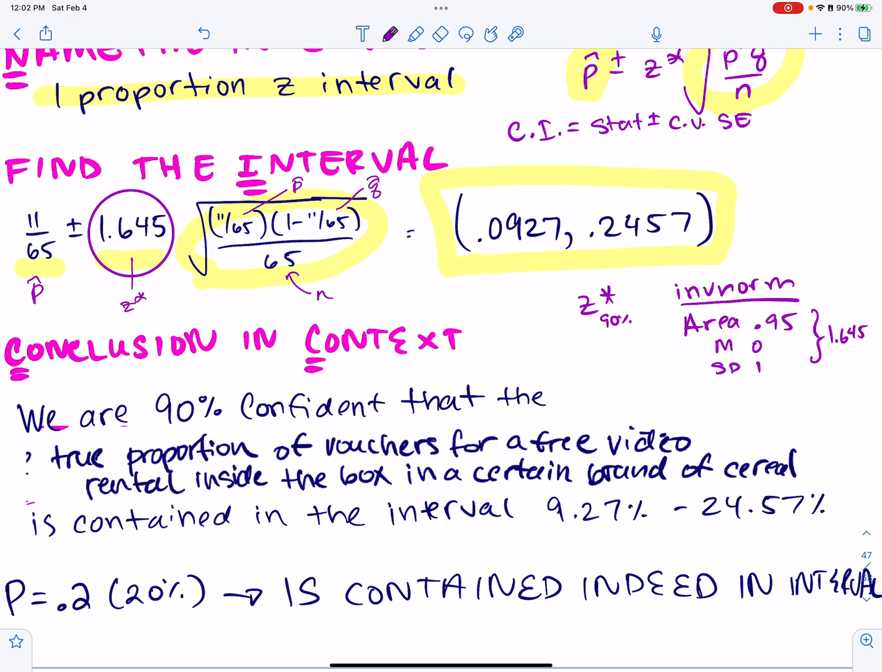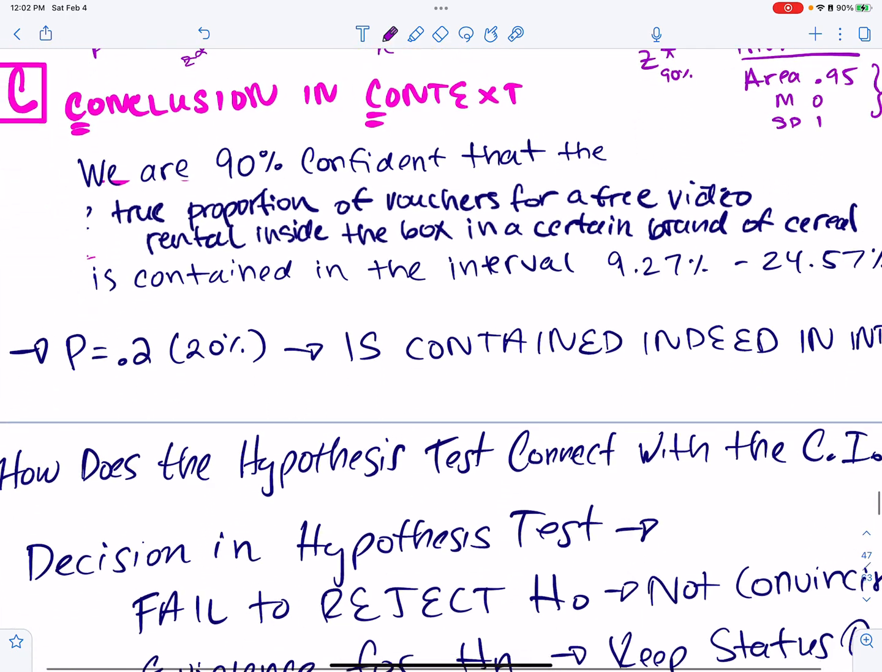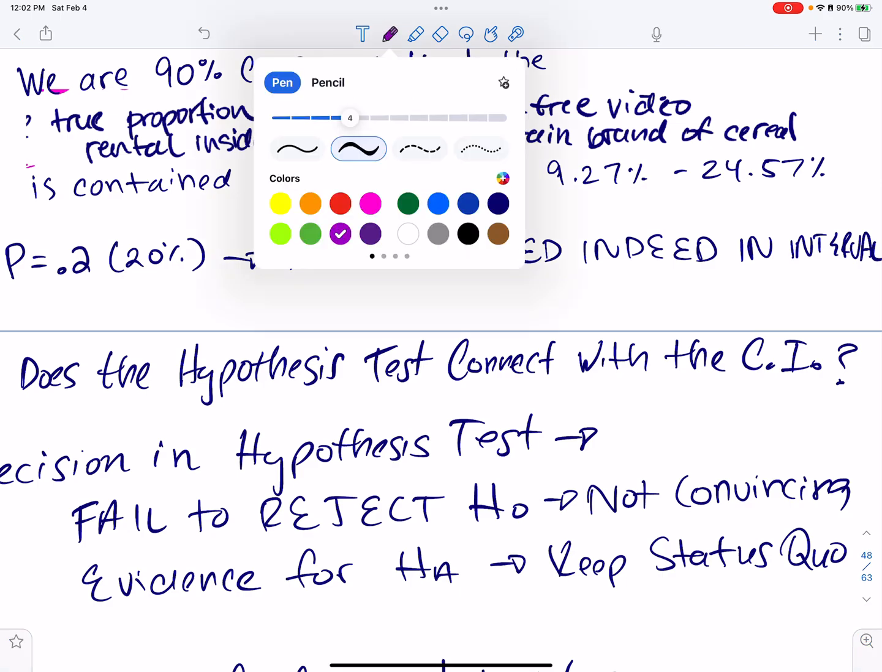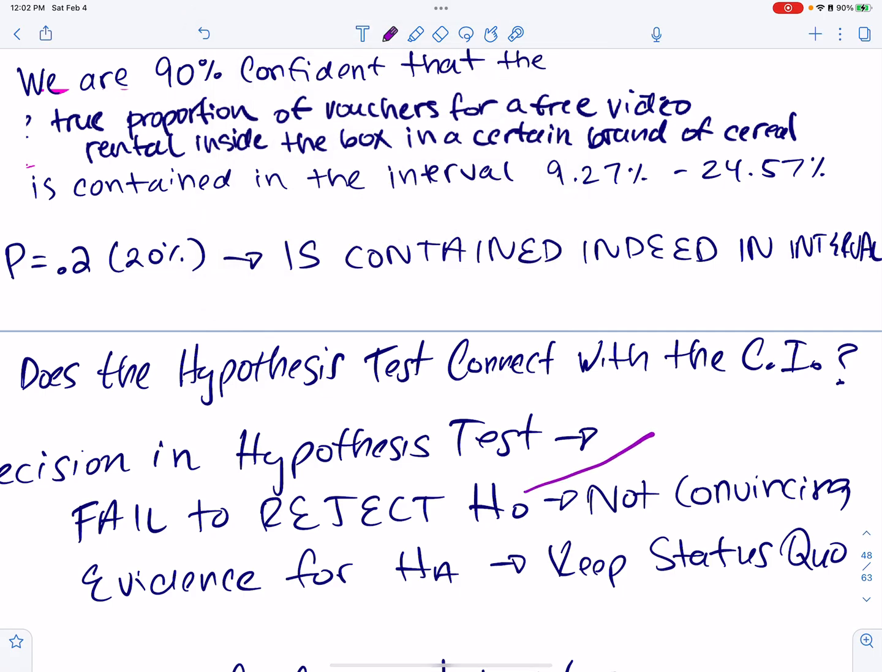So what does that mean? Let's connect it to our hypothesis test. Well, the decision with the hypothesis test was that we failed to reject Ho. We said we did not have convincing evidence for Ha. What are we failing to reject? We're failing to reject that the proportion was equal to 20%. They were trying to reject it. They were trying to say, no, that's not true. But we said, yes, it does seem to be true. The evidence for Ha of P less than 20% is what we said we could not reject.